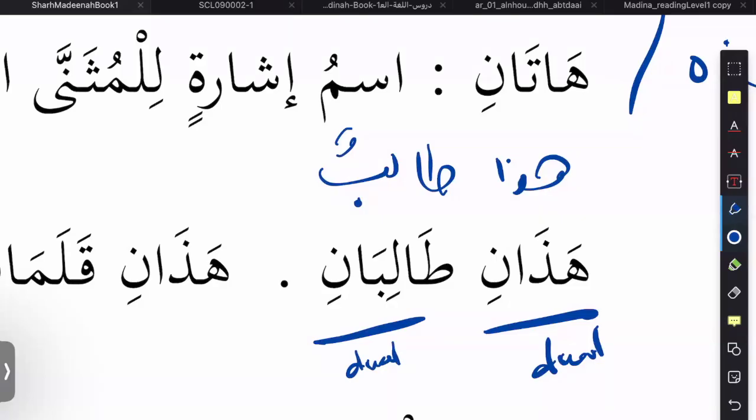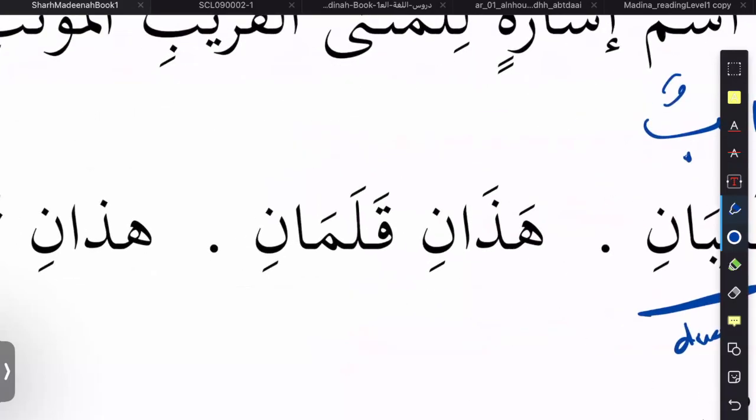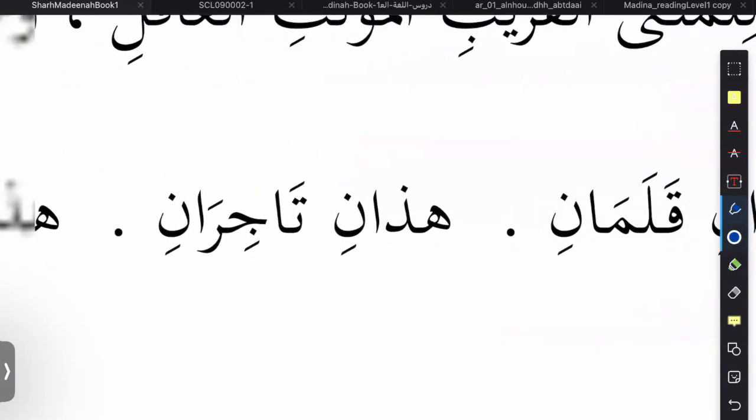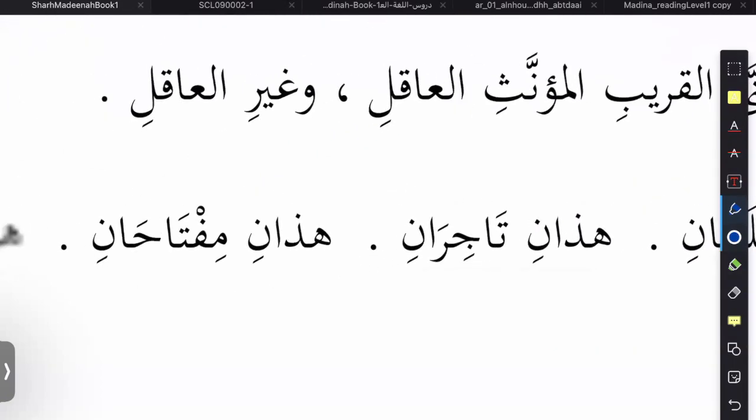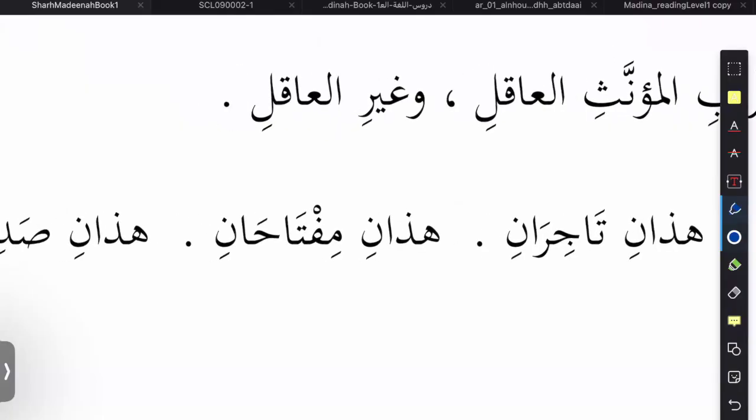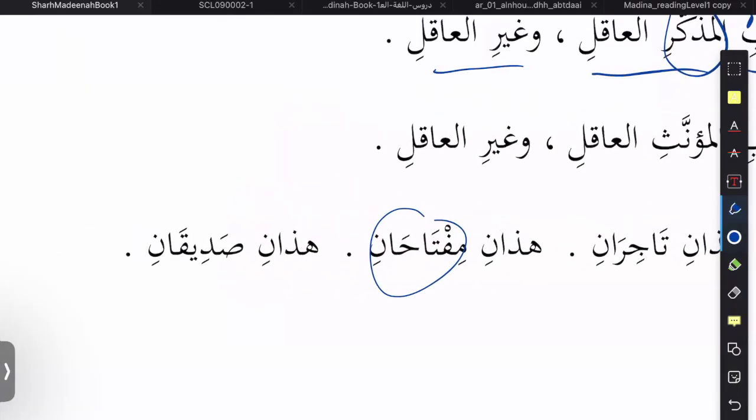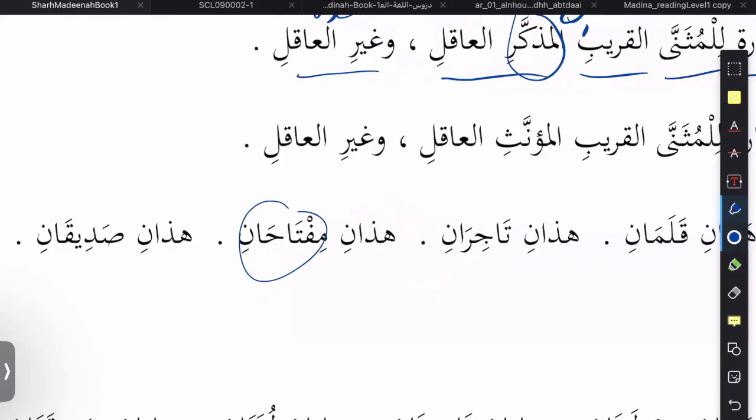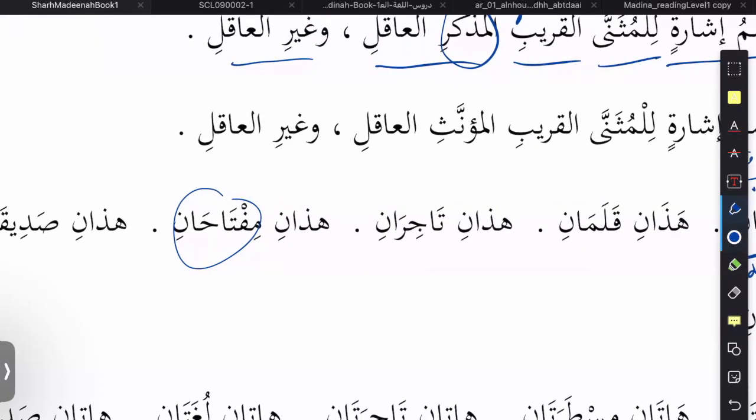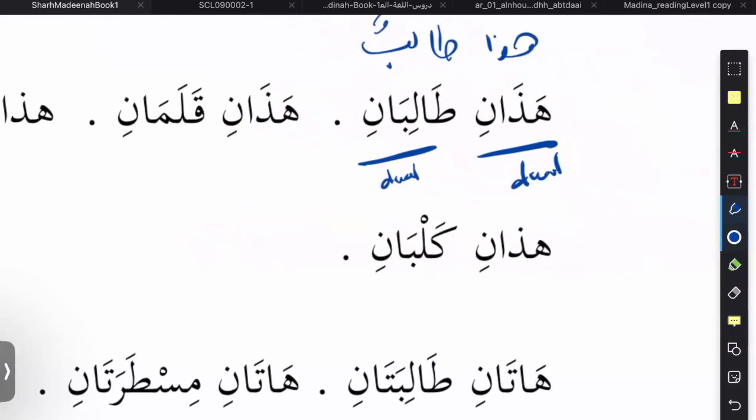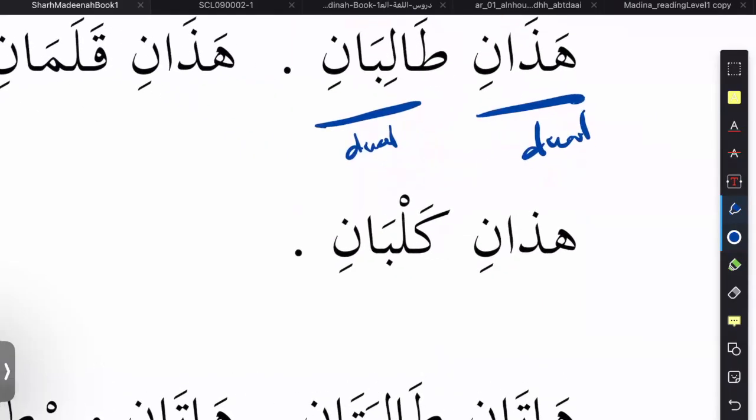So you recall that the mubtada and khabar, they have to agree with the number. That's same thing in English as well. We don't say these are pen with singular. No, you have to make it plural as well. So هذان قلمان and هذان تاجران هذان مفتاحان. What is miftah? Keys. هذان صديقان. These two are friends. هذان كلبان. These two are dogs.